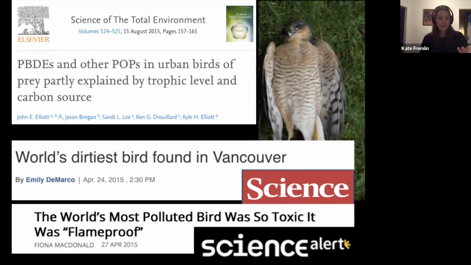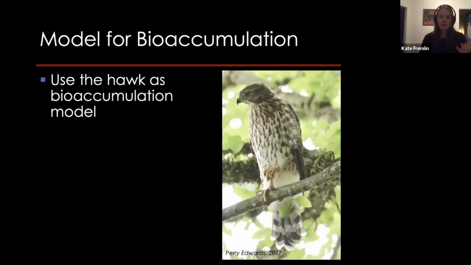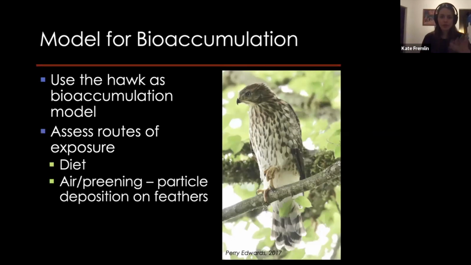So this led my supervisor, John, to ask the question of how are these birds getting so contaminated? And so this led to wondering about the food web and the diet that it's eating. So we wanted to use the hawk as this bioaccumulation model, sort of indicator species. And we wanted to assess its various exposure routes, such as through the diet or through dust exposure on the feathers where it would preen, and would that be another potential exposure route?